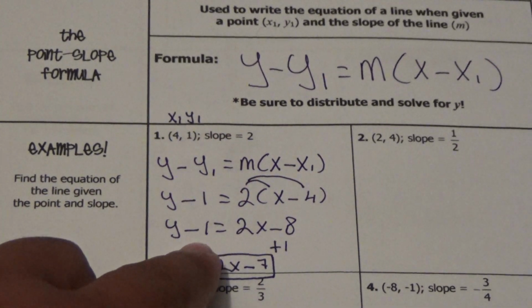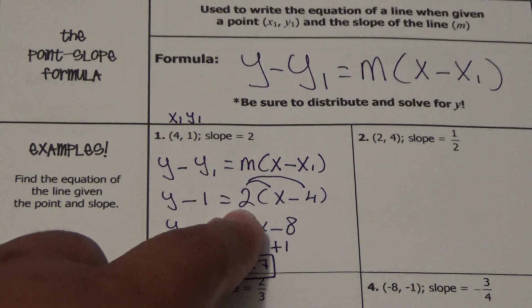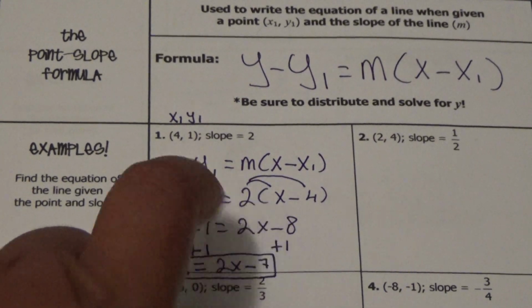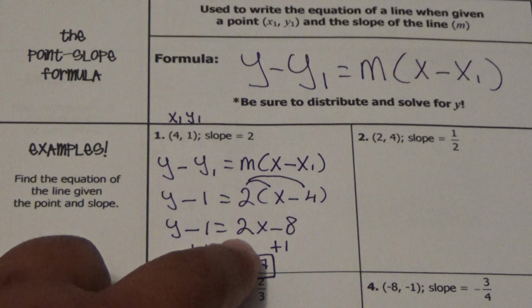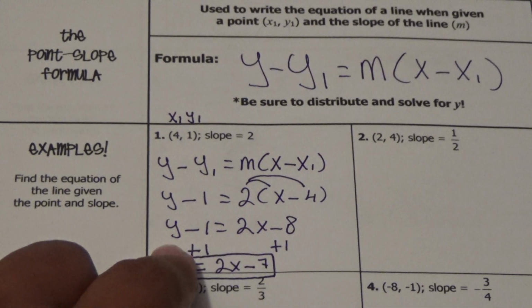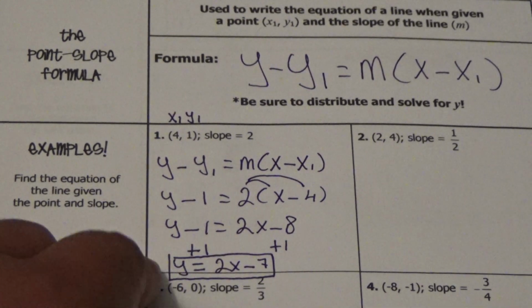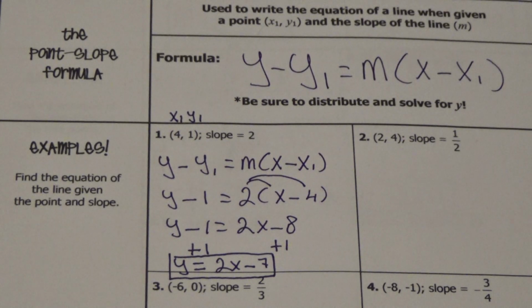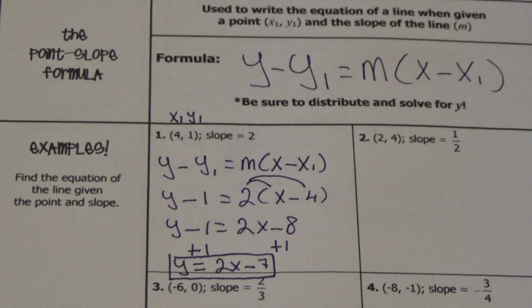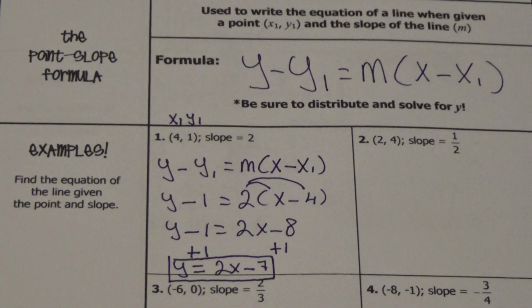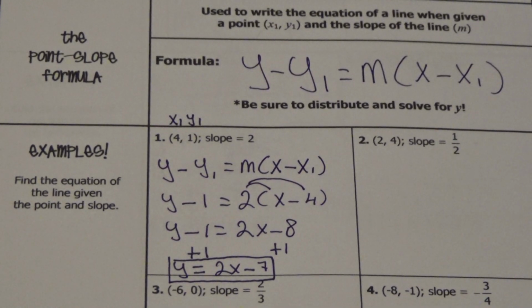It says be sure to distribute and solve for y. Alright, that's exactly what we're going to do. I distribute the -2 to the x and to the -4, so I have -2x plus 8, and then we've got to solve for y. In order to solve for y, add 1 to both sides and simplify, and you should get y equals -2x plus 9. Check that out, look at it again, double check your work. You guys can pause this and rewind as many times as you like.